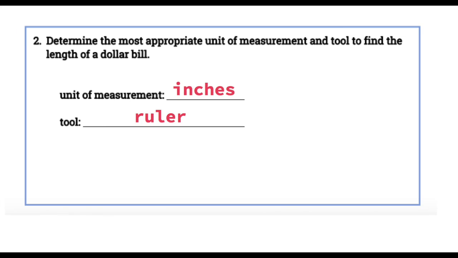On the screen, you can see that for my unit of measurement, to measure the length of a dollar bill, I chose inches. Remember, a dollar bill is not a very large object, so I chose the unit that we use to measure small objects with. As far as my tool went, you can see that I wrote in the word ruler. And remember, rulers are used for small objects.